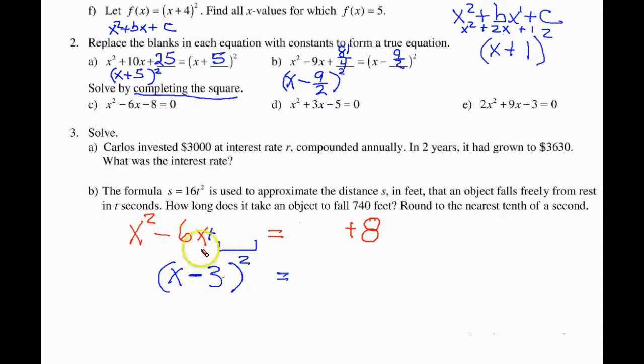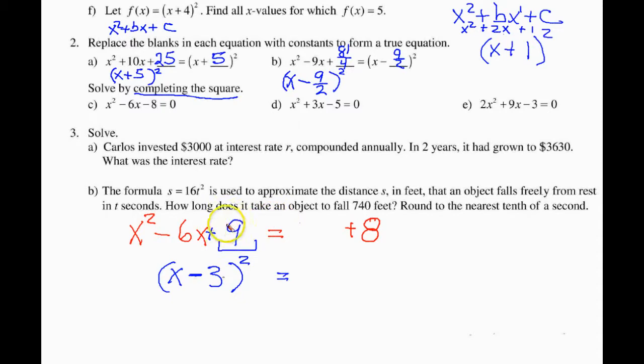Now, what do I need to do to complete the square? Now that I know what this term is, I have to square it to get a 9. Now I have a perfect square trinomial. But I don't have an equation anymore. Does anyone know why?